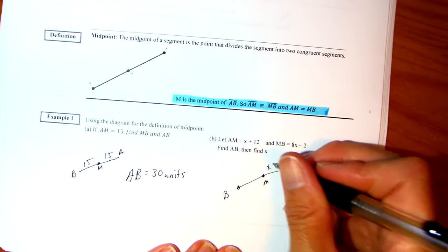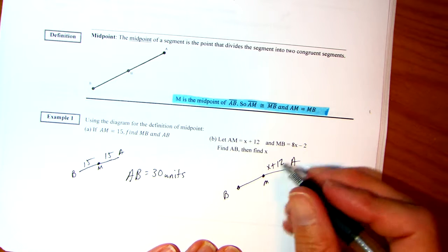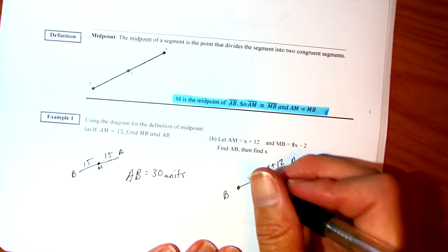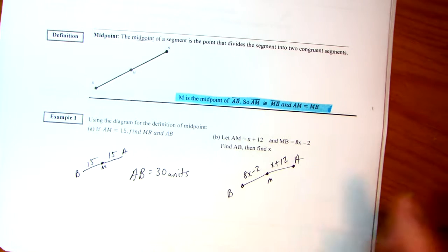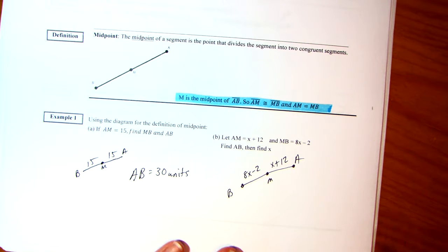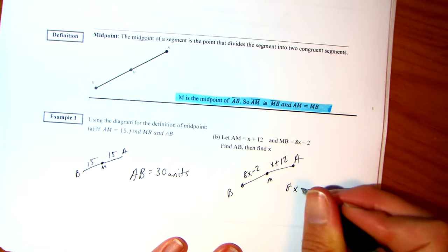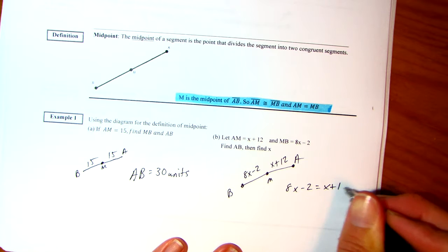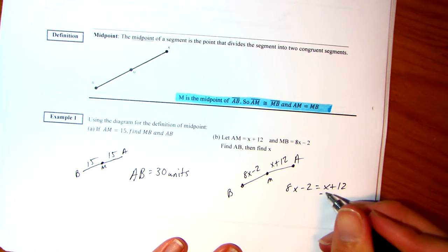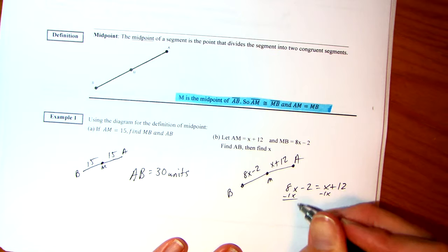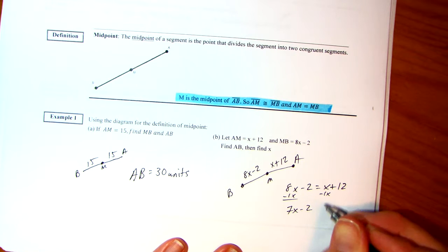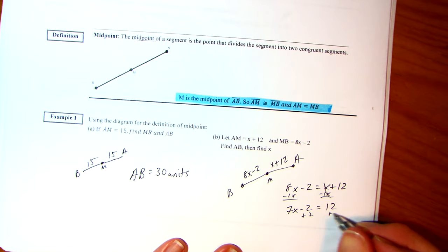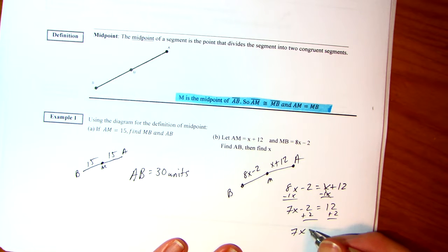Let AM equal x plus 12, and let MB equal 8x minus 2. Well, these things are equal, so let's set them equal to each other. 8x minus 2 is equal to x plus 12. I'm going to subtract 1x on both sides. 7x minus 2 is equal to 12. Add 2 to both sides. 7x is equal to 14. X is equal to 2.